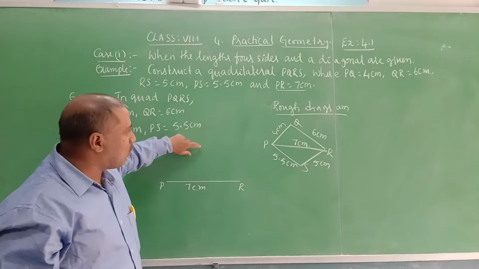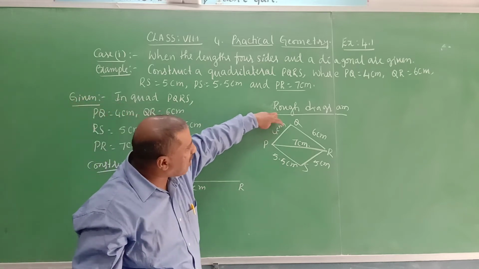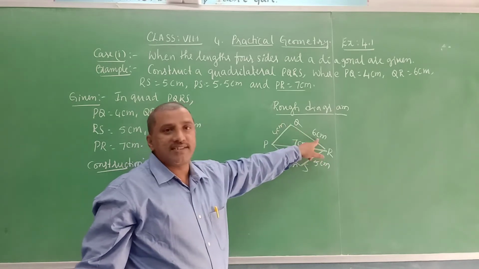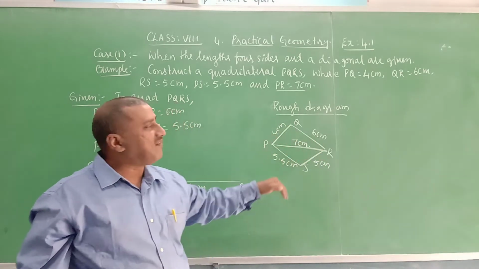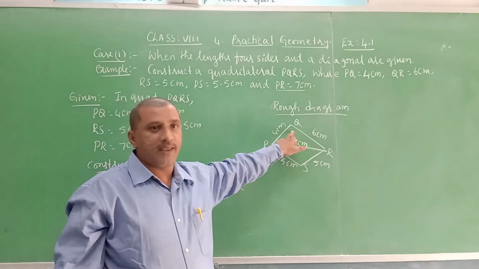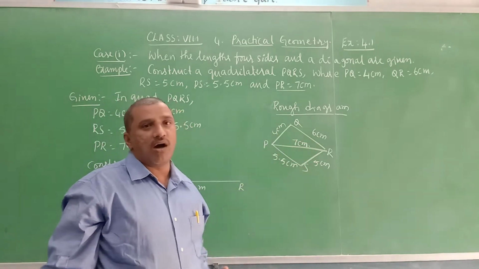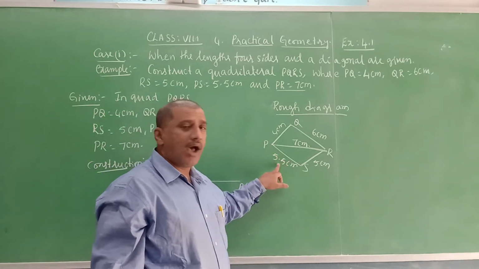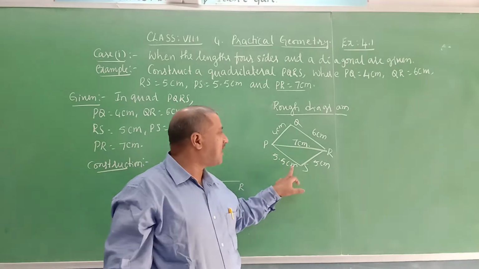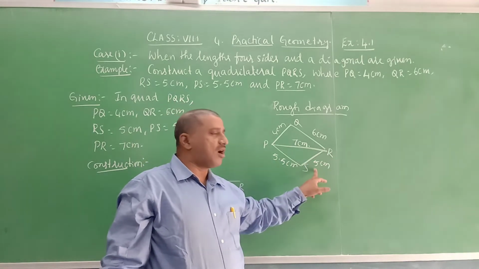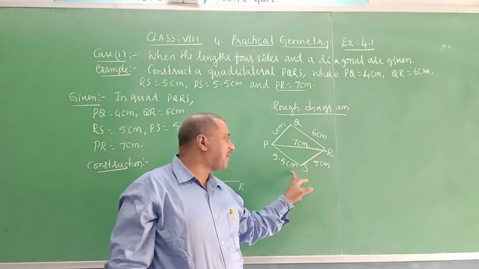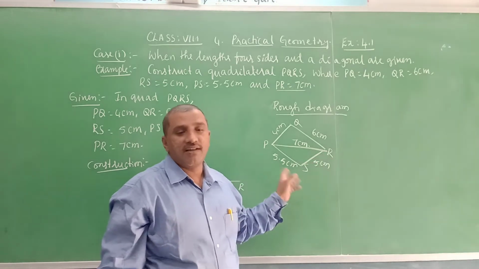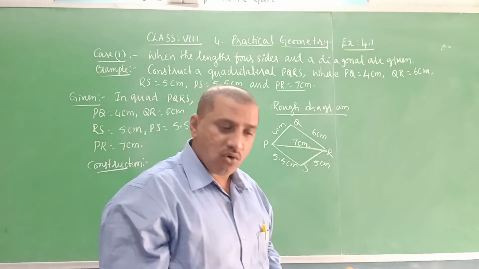To locate Q, from point P draw an arc of radius 4 centimeters, and from point R draw an arc of radius 6 centimeters, which meets the previous arc at a point called Q. Then join PQ and QR. Similarly, to locate point S, from point P draw an arc of radius 5.5 centimeters, and from point R draw an arc of radius 5 centimeters, which meets the previous arc at S. Then join PS and RS. That will give us the required quadrilateral.